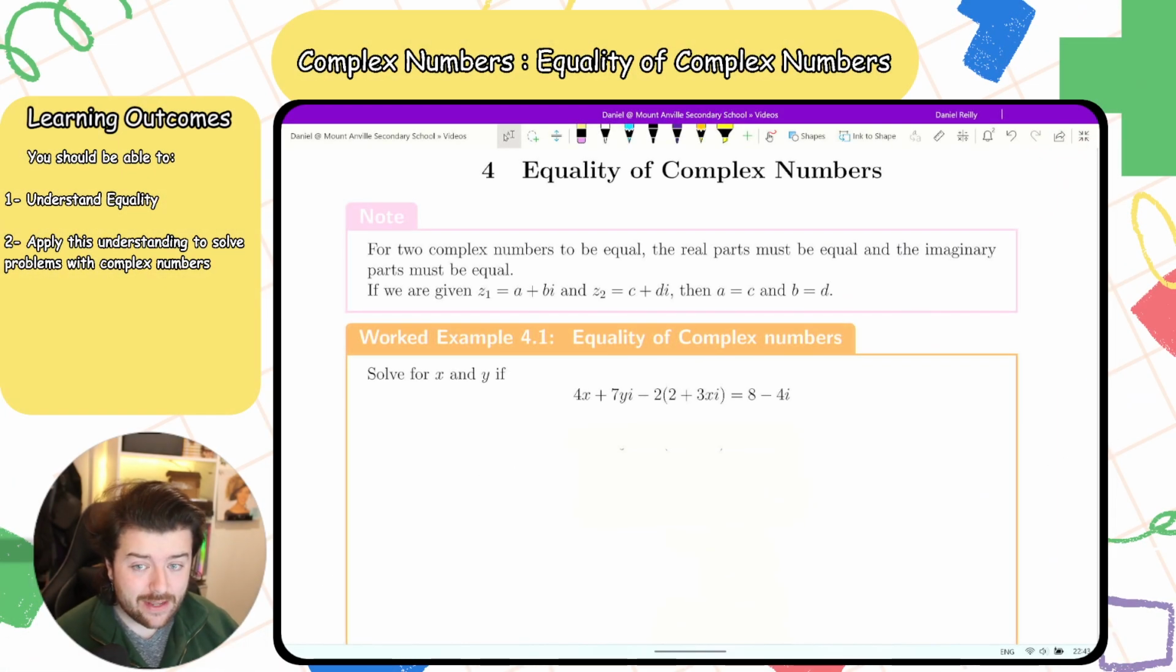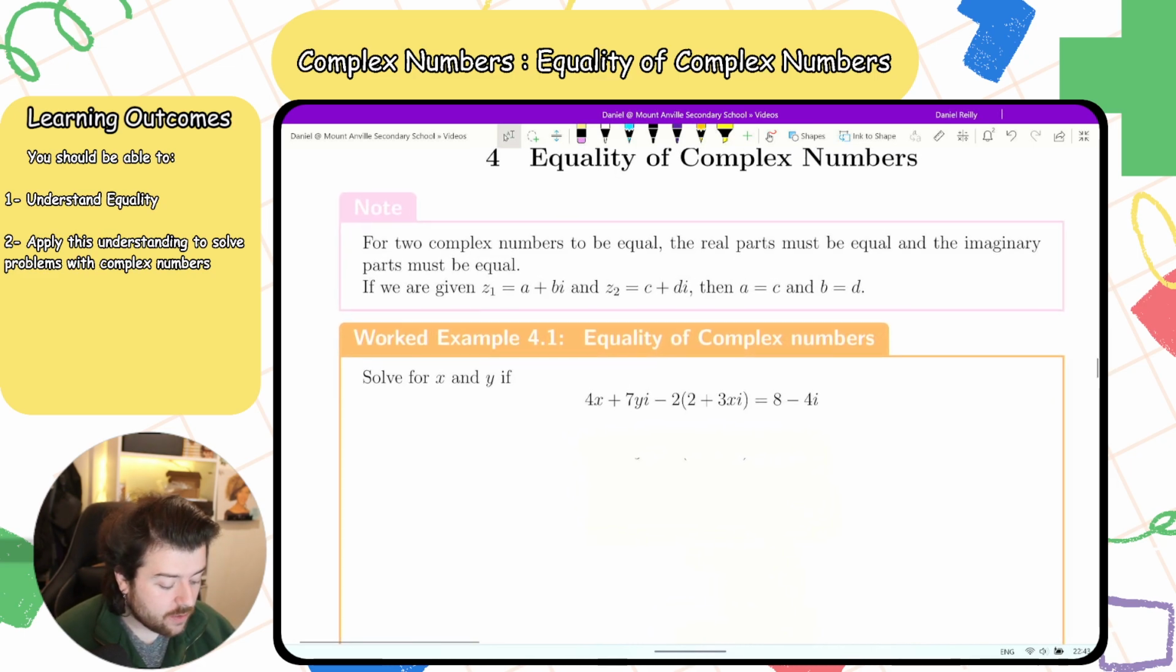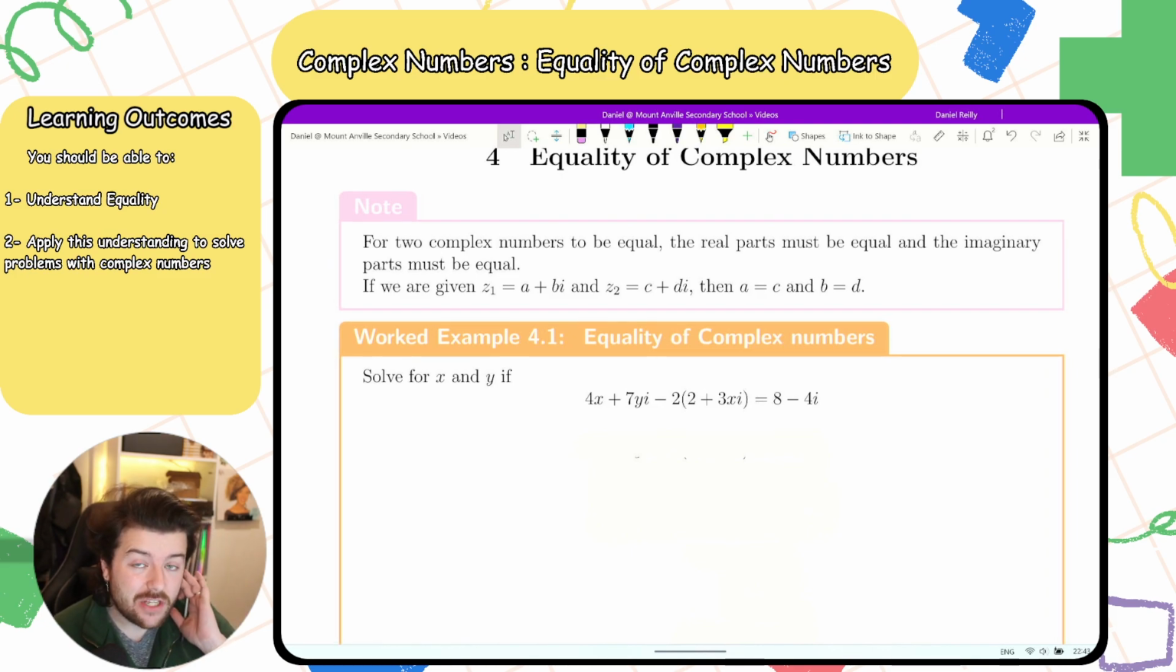Hi everyone. Okay, so in this video, we are going to be solving equations by using equality of complex numbers. What do I mean by that? I'm just going to be solving problems where I have two complex numbers equal to each other.